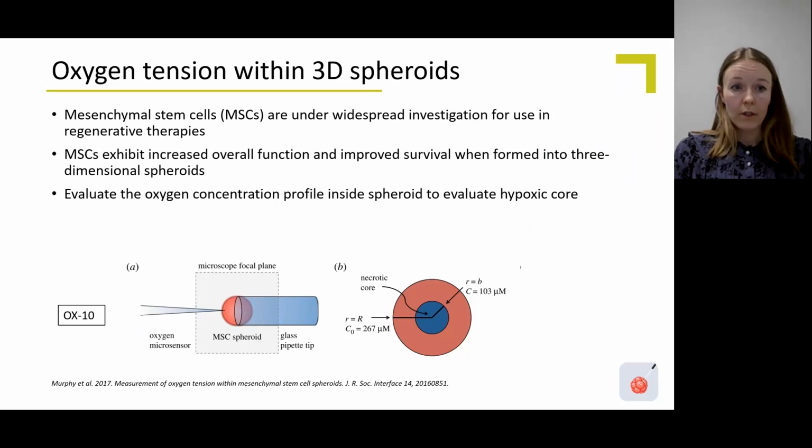Spheroids and organoids, which are 3D cell models, are getting more and more attention as cell culturing models because they mimic in vivo conditions. Mesenchymal stem cells are under widespread investigation for use in regenerative therapies, and it has been demonstrated that these cells have an increased overall function and an improved survival when they are grown in these 3D structures. So the study here investigated the oxygen concentration profile in the spheroids to evaluate if they had a hypoxic core inside.